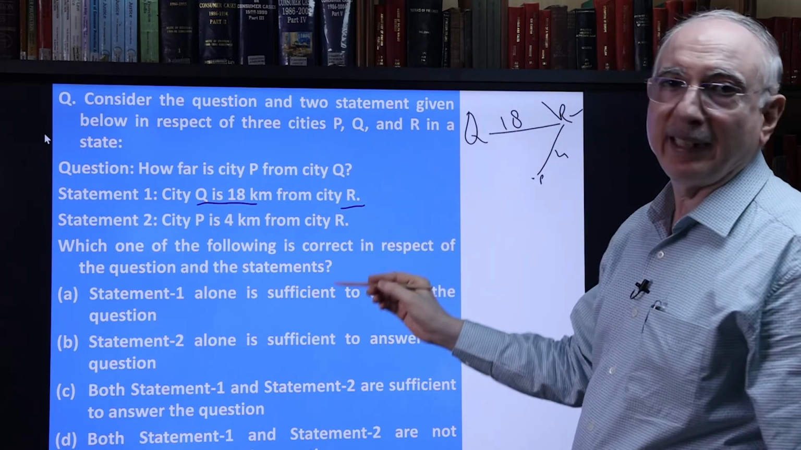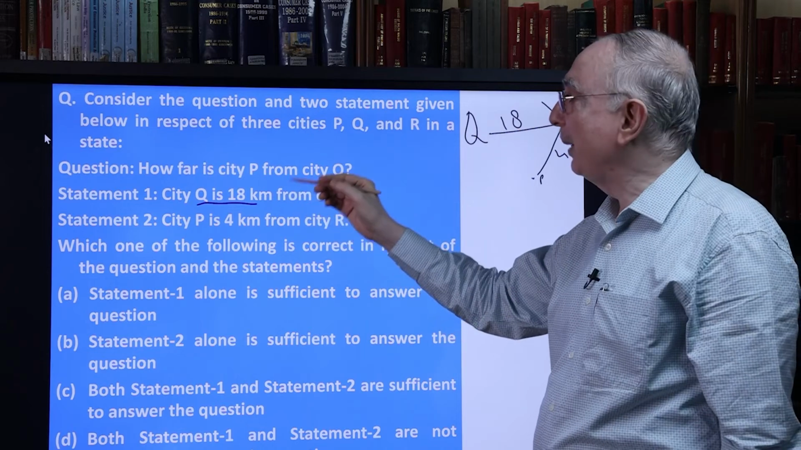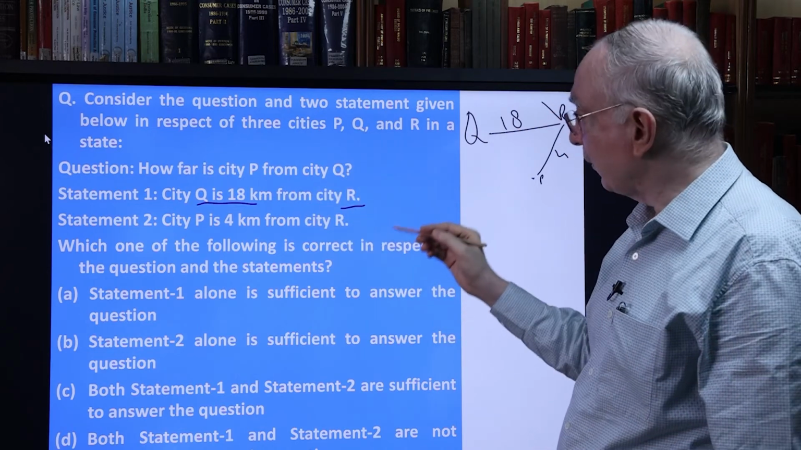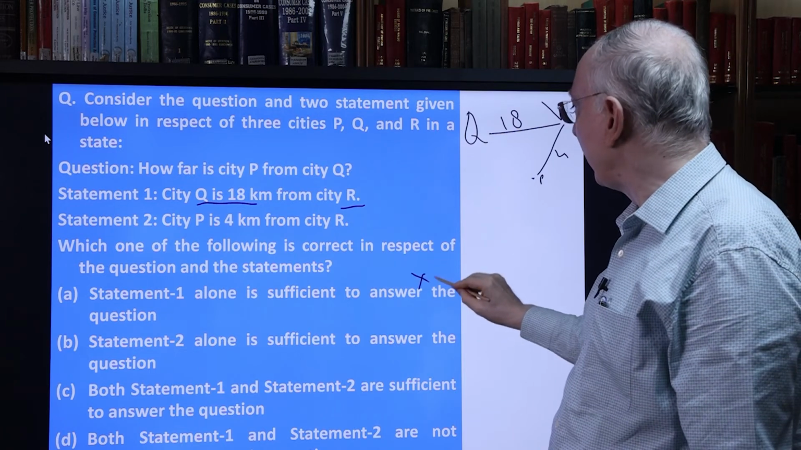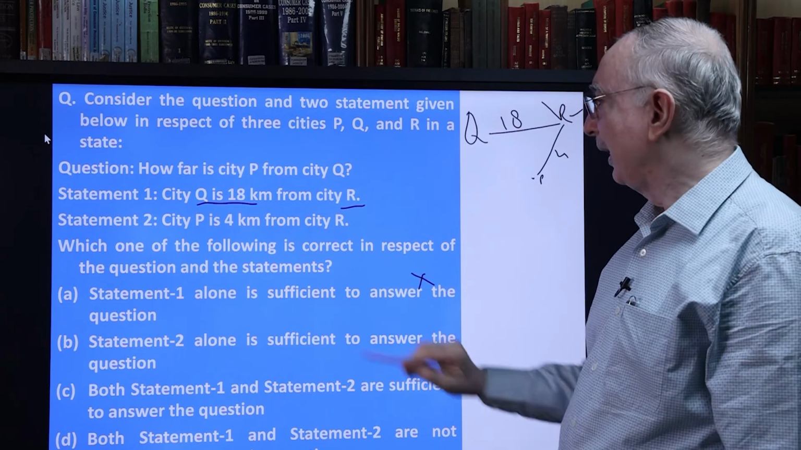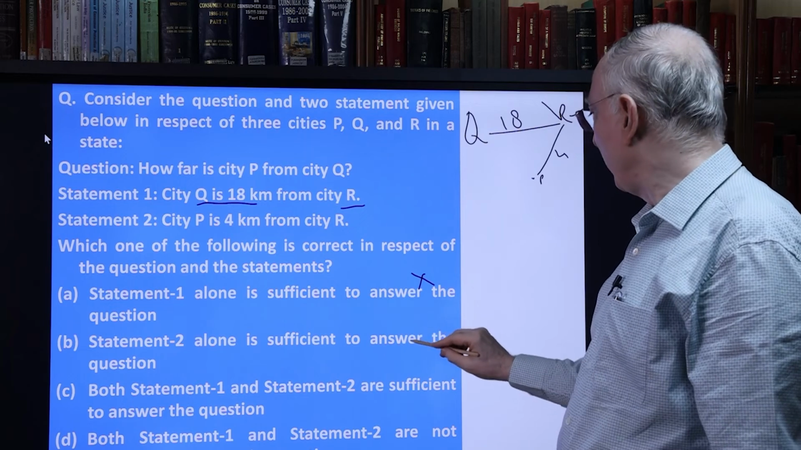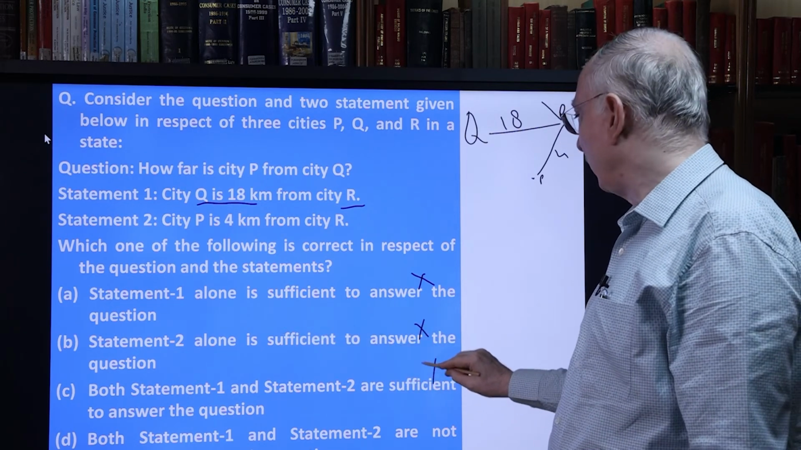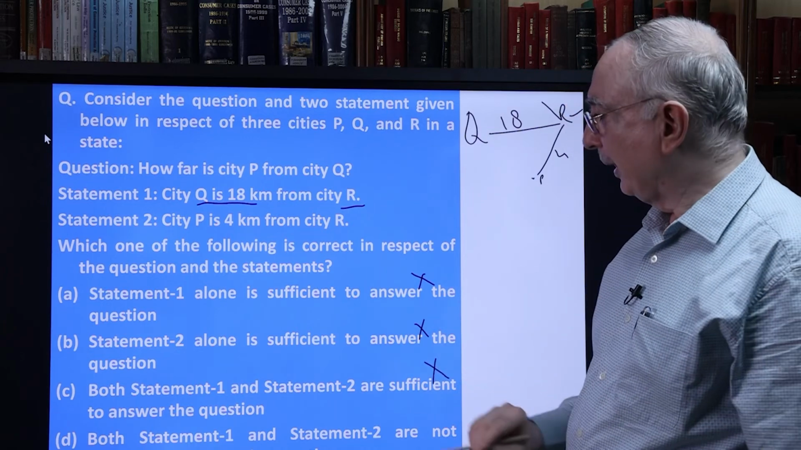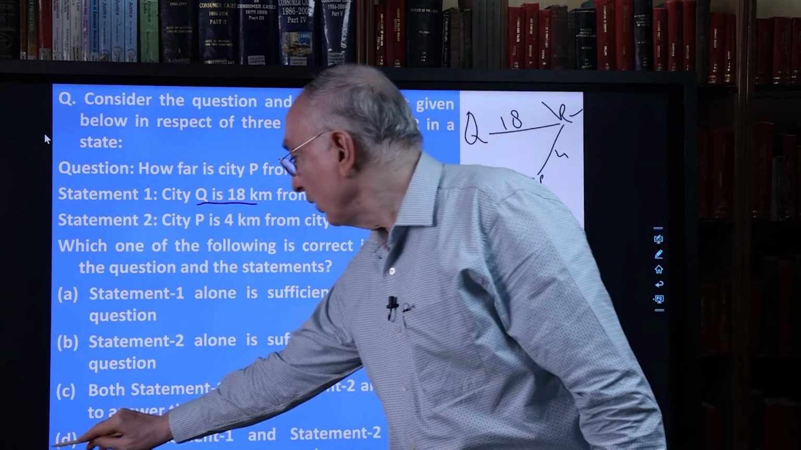So we cannot determine even with both the statements, which is the correct statement, and therefore statement 1 alone is not sufficient. We cannot deduce from statement 1. Statement 2 alone is sufficient? No, this is not. Even both together are also not sufficient. So we have to eliminate C. Therefore the right option is D.